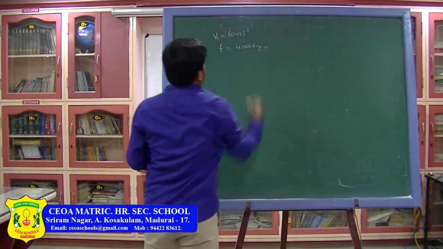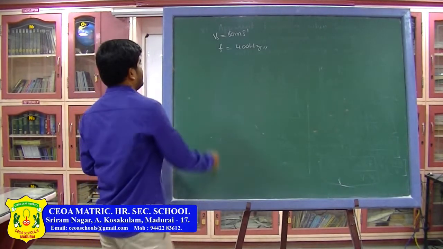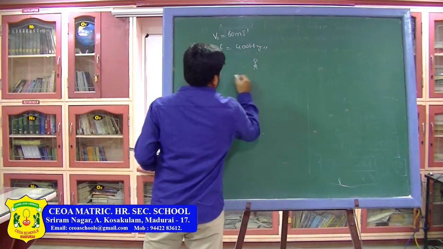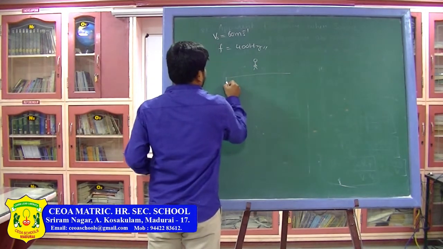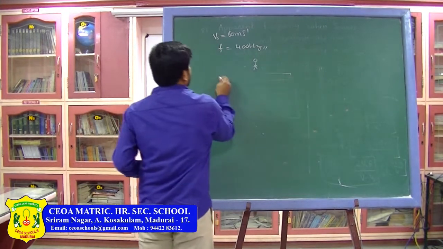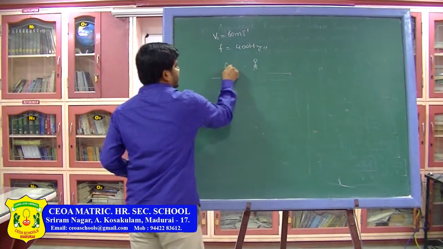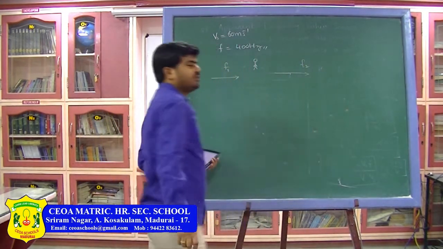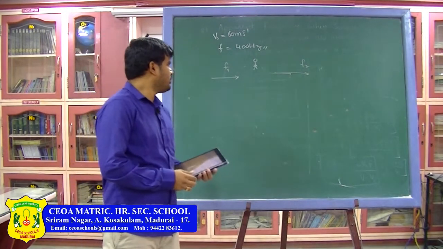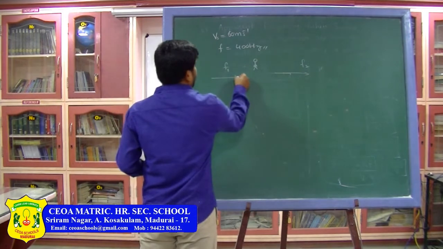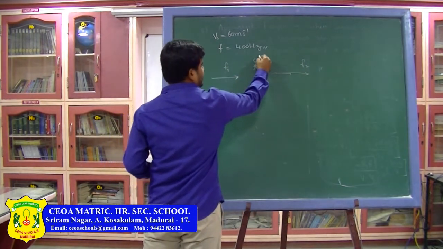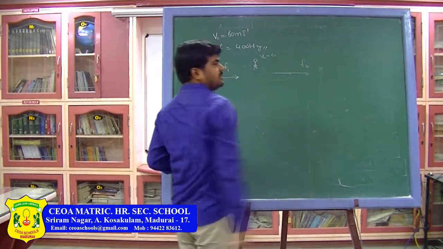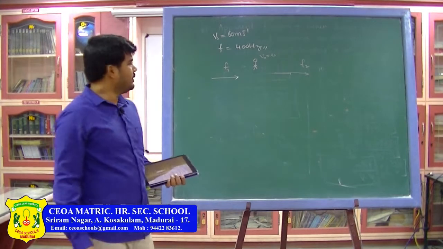We have to calculate the apparent frequency in two cases. Here is the observer who is standing, and the railway engine is passing in front of him. When the engine is approaching, we have to calculate one frequency. When the engine is moving away from him, we have to calculate another frequency. So two frequencies we have to calculate: the apparent frequency when the source is moving towards the stationary observer, whose speed is 0, and the frequency when the source is moving away from the observer. Now let us do one by one.